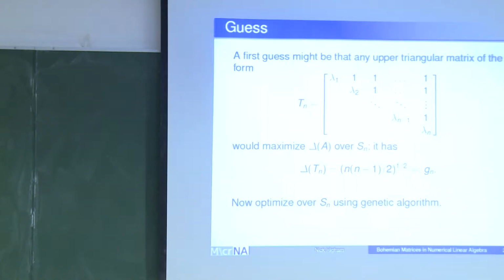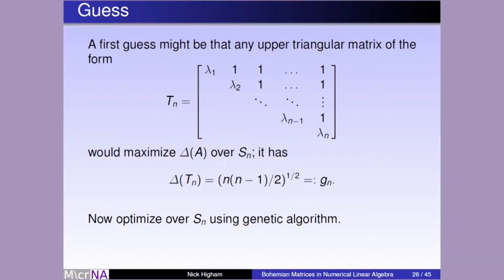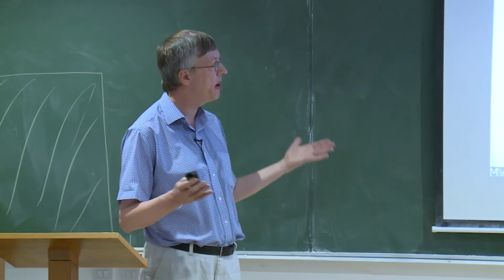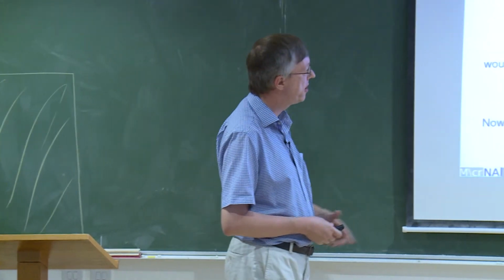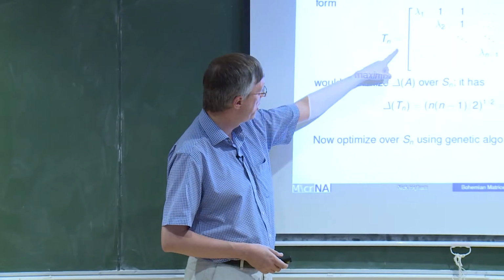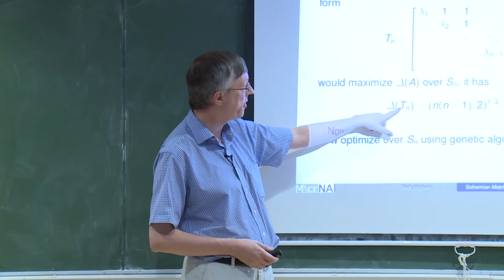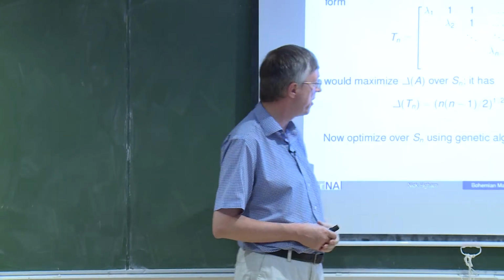Well, when I first thought about this, my guess was that matrix there might be a worst case. Just take a Jordan block with those. So this is upper triangular, I've made the upper triangular part as big as I can, and I don't really care what's on the diagonal. You can take any elements from the set there. So that's a first guess. Maybe that would be a bad case. And here's the value of the Henrici departure from normality of that matrix. I've called that G sub n.